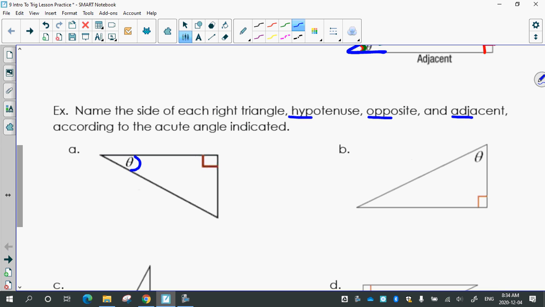So there's my right angle. So my thinking is I know that's the hypotenuse. Okay? Here's the angle I'm naming from. So I think to myself, the side across from it is the opposite. And the other side is the adjacent. Okay?